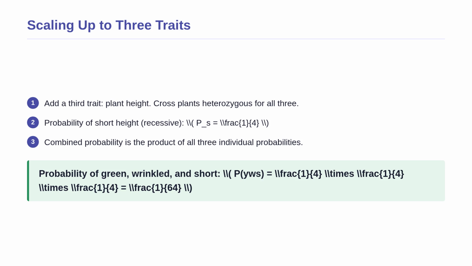We already know the probability for green seeds is 1/4 and wrinkled seeds is 1/4. The probability for short height from heterozygous parents is also 1/4. We multiply 1/4 by 1/4 by 1/4 to get a final answer of 1 in 64. This shows how rare it is to inherit all three recessive traits at once and demonstrates the mathematical beauty of breaking complex problems into simple pieces.